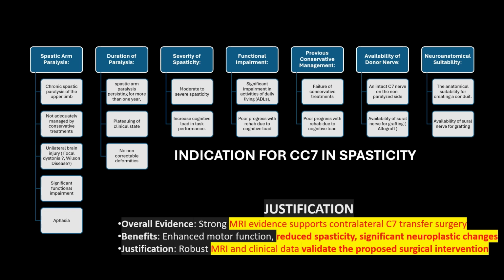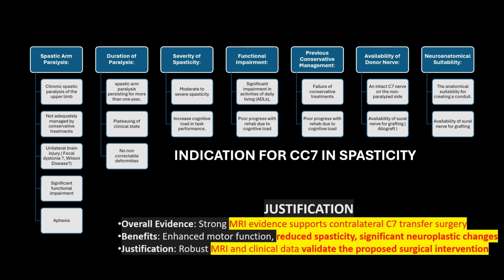So once the contractures are formed, then the effect of any form of nerve surgery is going to be reduced, and I would wait for a plateauing of the clinical state before offering surgical intervention in the form of contralateral C7. And all the deformities should be correctable with relaxation. If they are fixed contractures, then this may not be the surgery of choice.